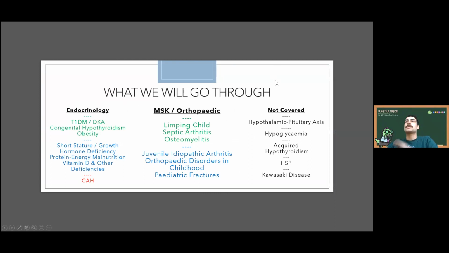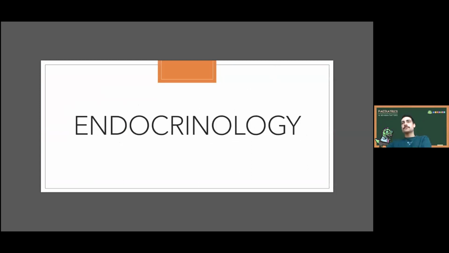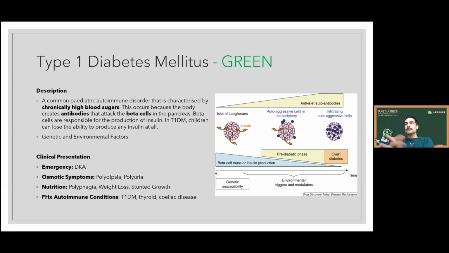So these are the conditions I'm going through. I've mainly focused on green conditions and approaches for OSCEs and stuff. And some things I haven't covered, which is sort of in adult medicine or in other presentations. So endocrinology. A big one is type 1 diabetes.